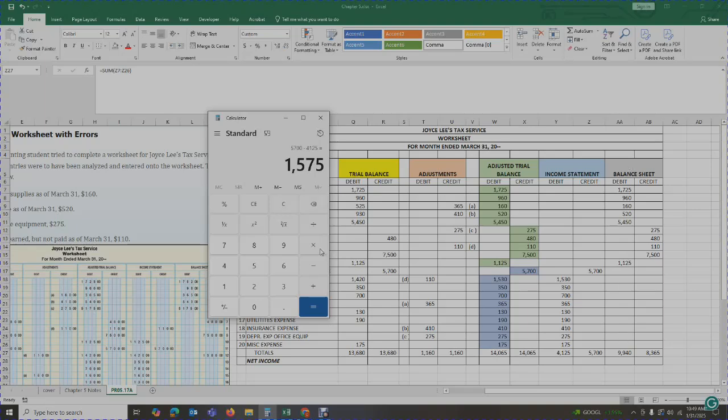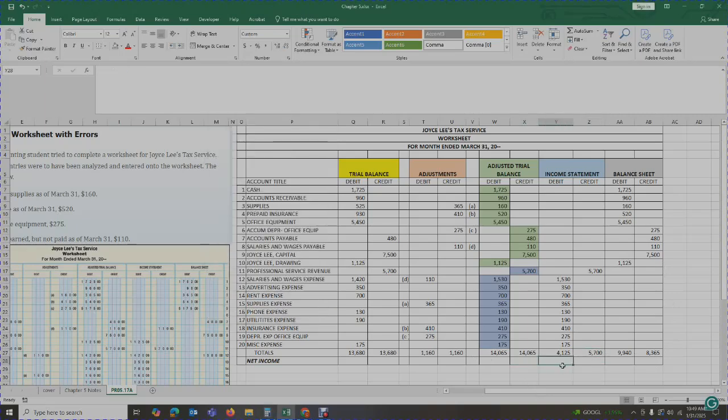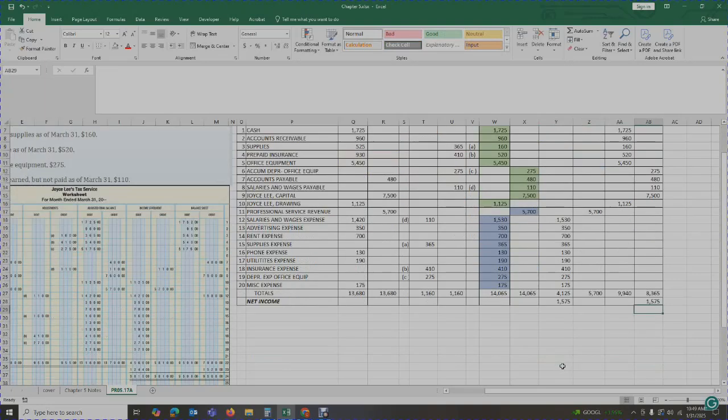Now on the balance sheet, I've got 9,940 minus 8,365. We have the same difference. We have a difference of 1,575 between the debit and the credit in the income statement and the debit and the credit on the balance sheet. The differences should be the same. Now we're going to make it balance, okay? So this side needs 1,575 to balance, and then this side needs 1,575 to balance, okay?